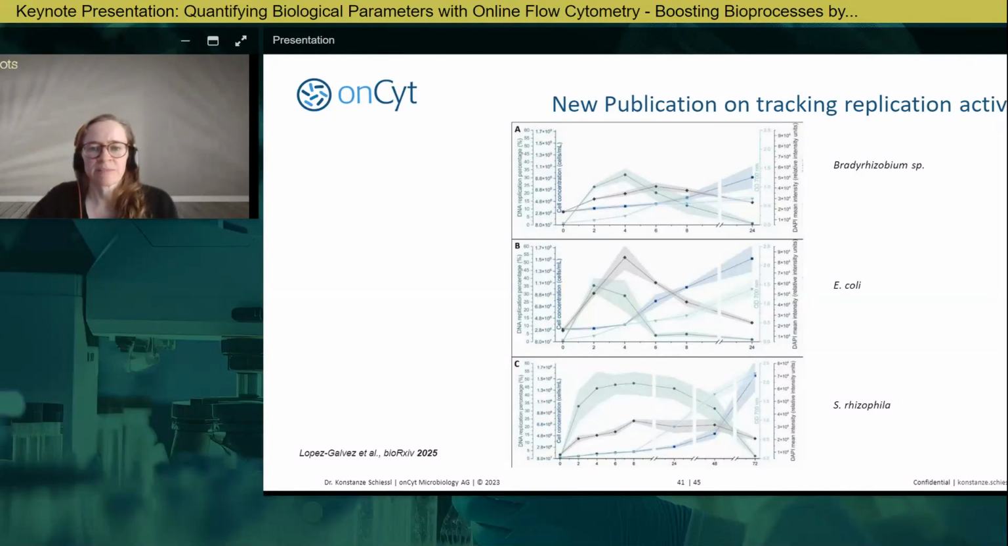The E. coli here in the middle, it seems that first they really replicate the DNA, and then they start to divide. So you have a peak in the replication, and then after that you have a peak in the cell numbers, also the strain down here. So I think it's quite interesting data, and feel free to check it out.